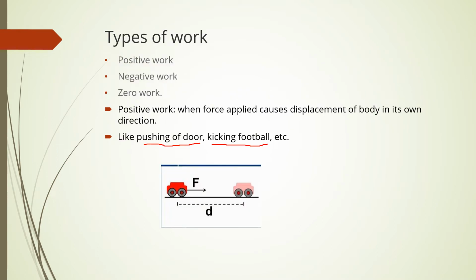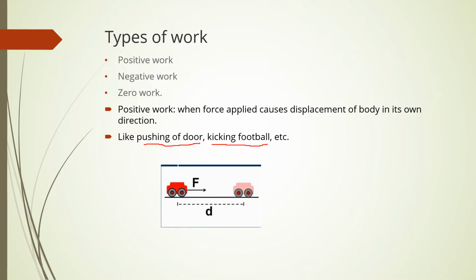Okay. Next we are going to learn about types of work. When we talk about work, there are 3 different types of work: positive work, negative work, and zero work. Okay, what is positive work? Positive work is when the force applied causes displacement of the body in its own direction. Yes, that direction is very important.